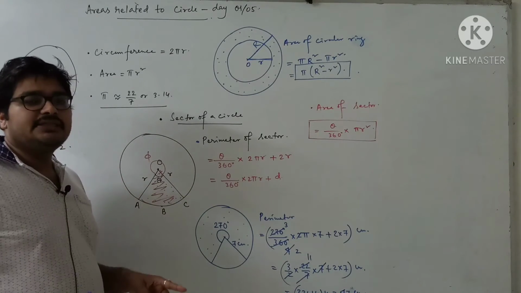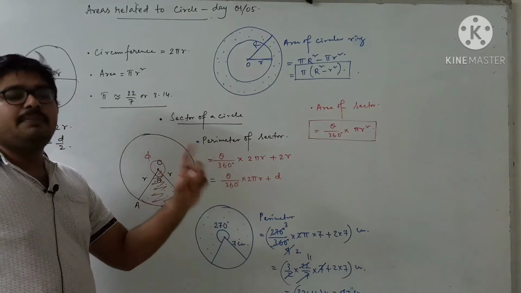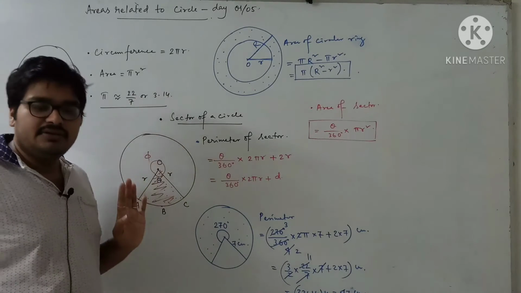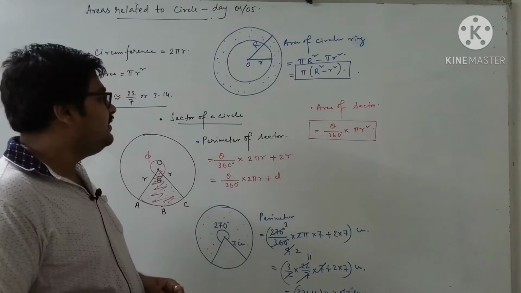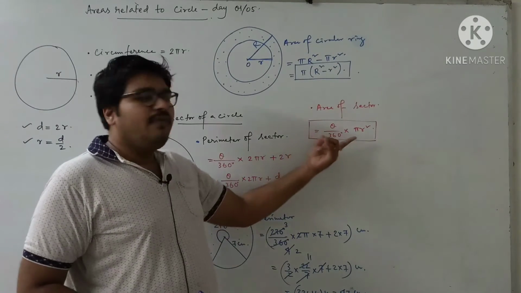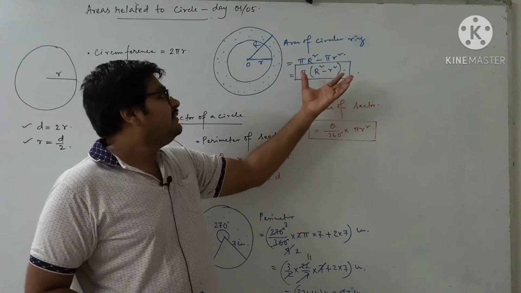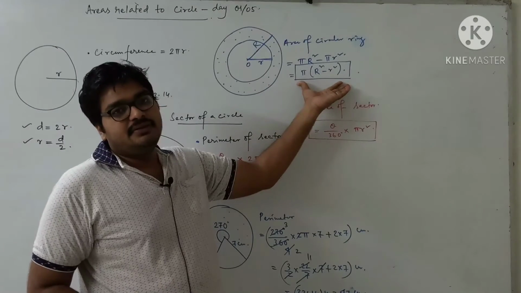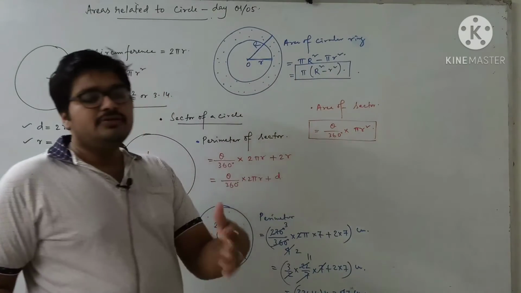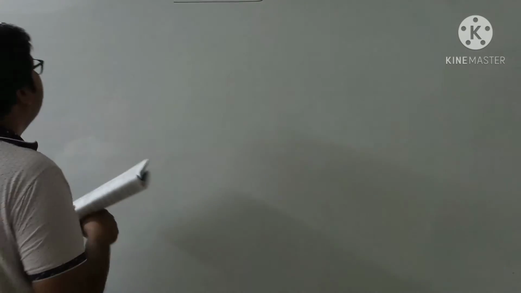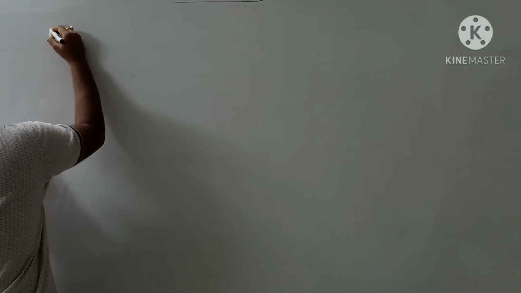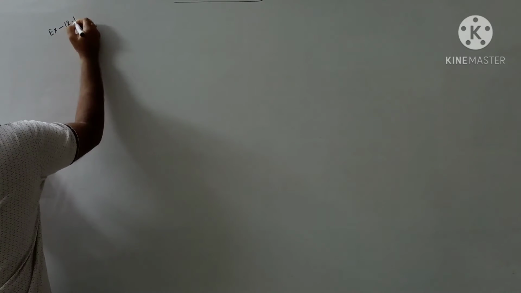Because you have to remember this thing: perimeter and area, these two words are applicable only for a closed region. If the region is open, perimeter and area are not applicable. The area of a sector formula you also know, and this is the area of a circular ring. Okay? So now we are going to start the sums. We are coming to our NCERT exercise 12.1.